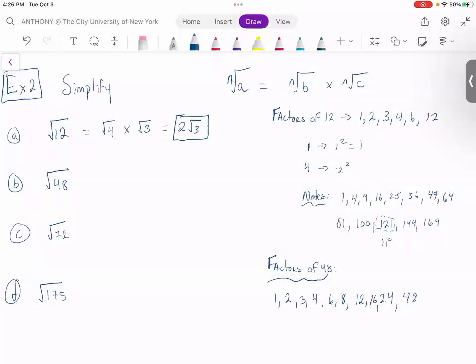All right. So when you look at your factors of 48 now, what is your highest perfect square? The biggest one that's there. 24 is not a perfect square. 16. 16 is the biggest one. So the square root of 48 can be broken down as the square root of 16 times the square root of 3. Square root of 16 is 4. So this is going to be 4 square root 3.